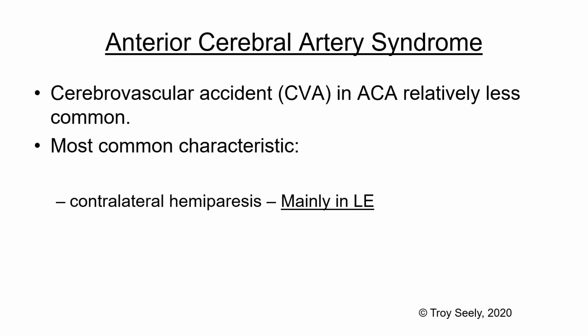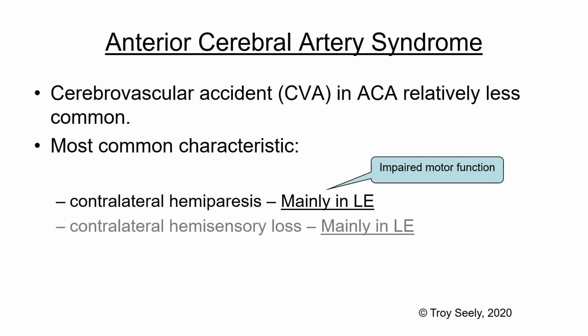First off, you're going to have contralateral hemiparesis, mainly in the lower extremity. By that, what we're talking about is impaired motor function on the opposite side. So the individual, if they had a stroke in the anterior cerebral artery on the right, would present with left leg motor function impairment, difficulty walking, difficulty lifting the leg to try to do stairs, and performance of functional tasks, for example.